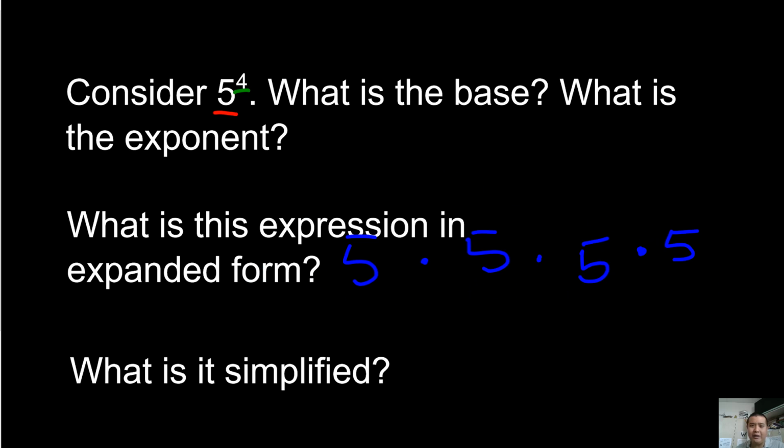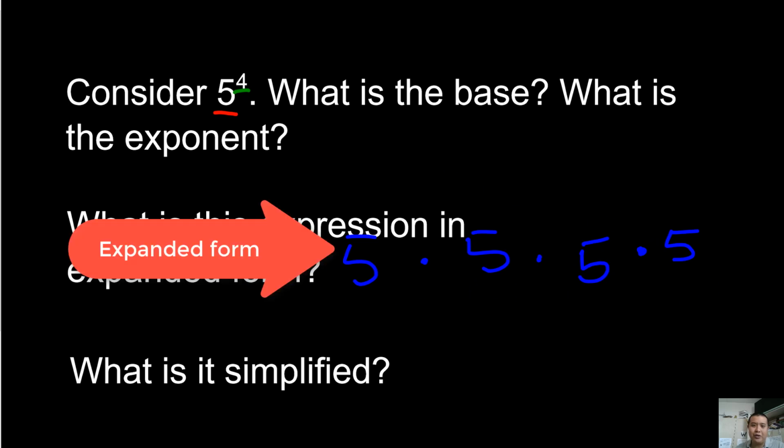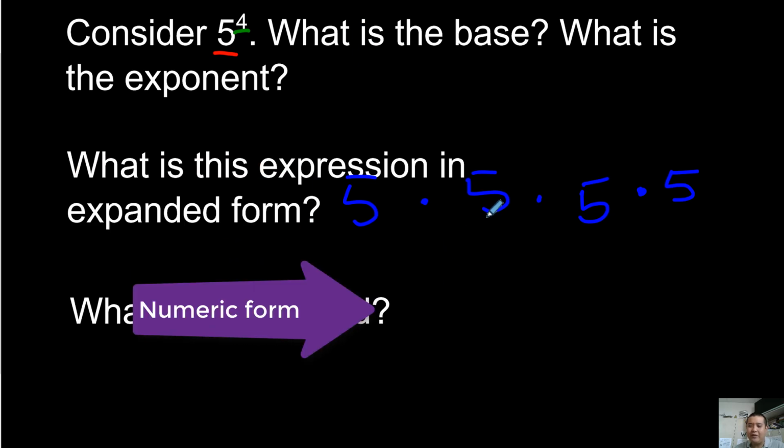If we want to simplify, okay, this is going to be the numeric form. The numeric form is going to be a single number. So that means 5 times 5 times 5 times 5, which is 125 times 5, which means it's going to be 625. Okay, because 25 times 25 is 625.